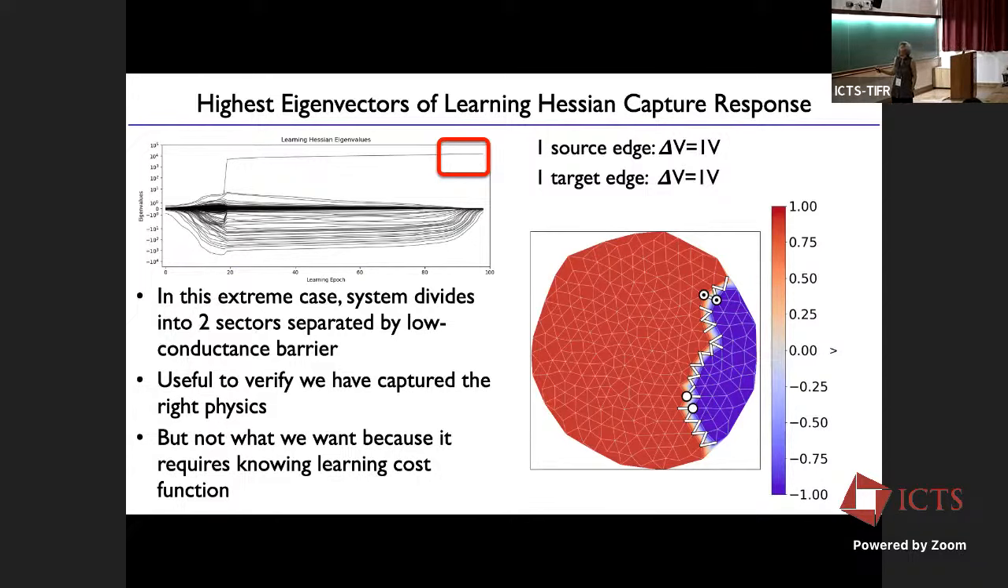If you look at it, there immediately pop out very low conductances along here. That's what I've highlighted in white. Those are the low conductances. This is the eigenvector that corresponds to that eigenvalue. And what you see is this line of low conductances, exactly what I showed you before, which separates two different sectors. So that physics that we just could see right away in the picture when we looked at it is showing up in the highest eigenvalue and eigenvector of the learning Hessian.